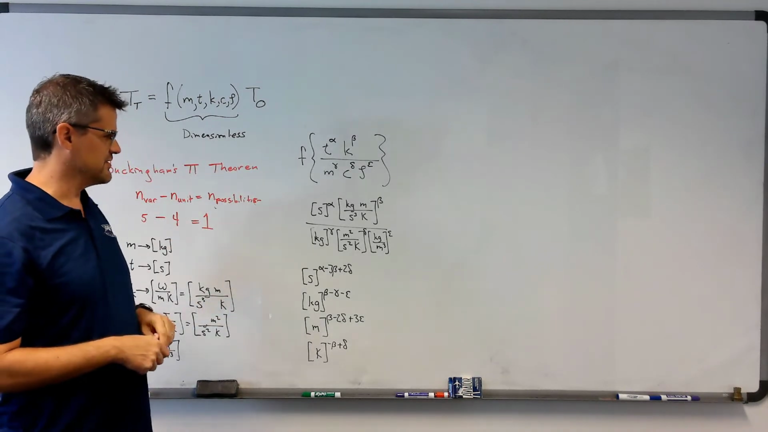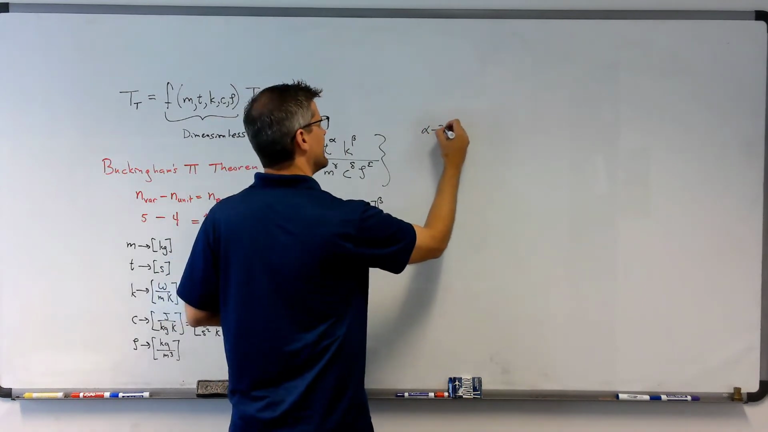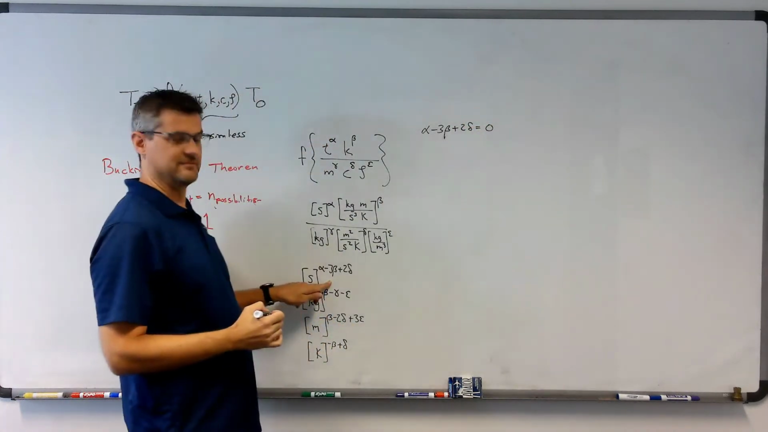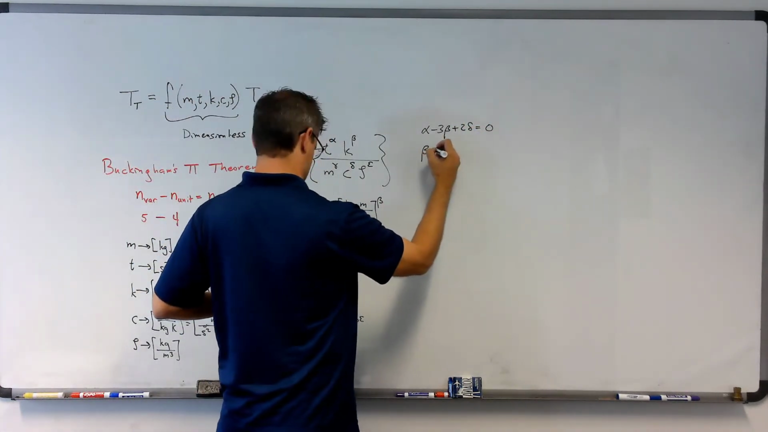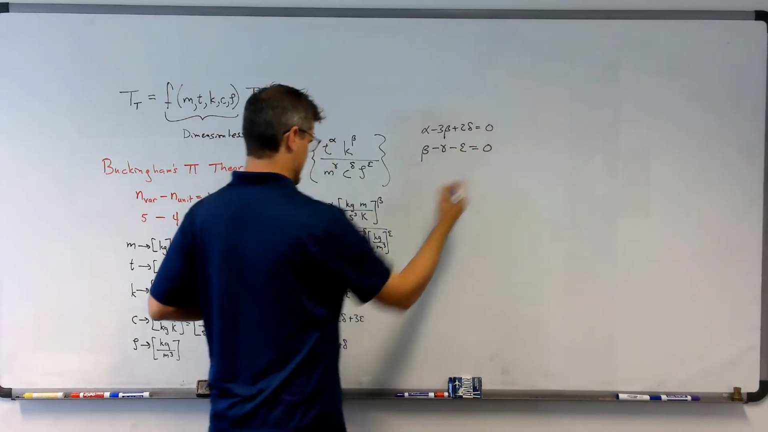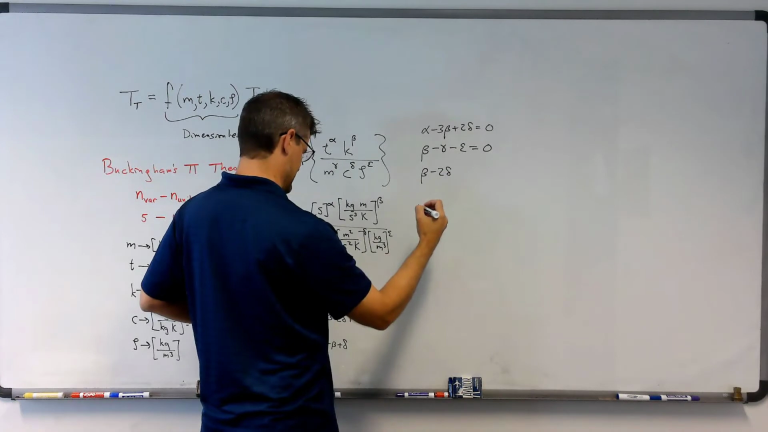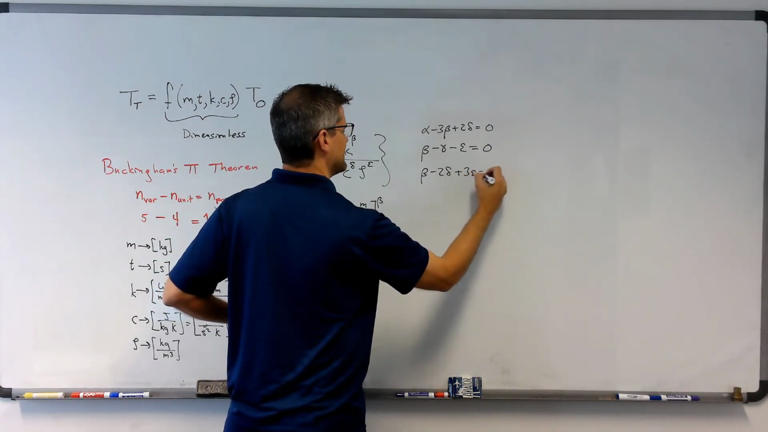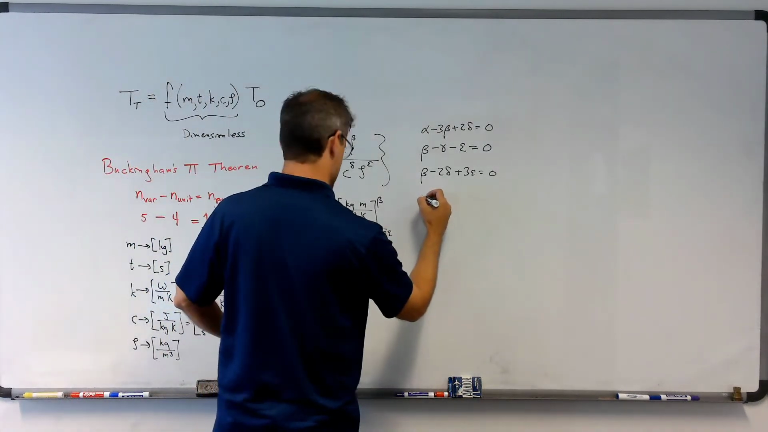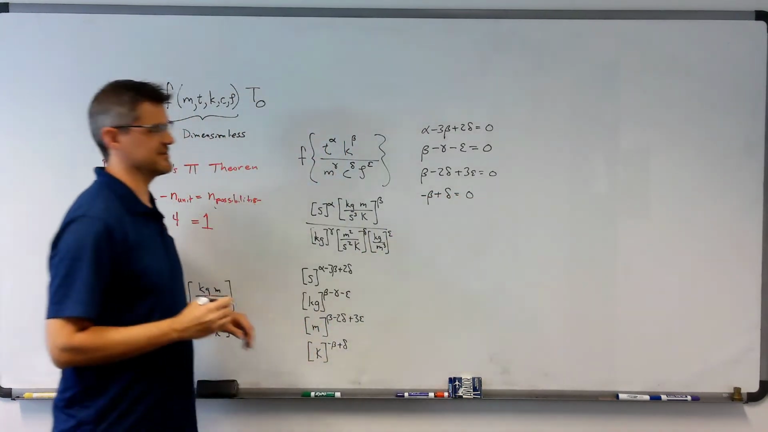So in other words, what we have found is that alpha minus 3 beta plus 2 delta must be equal to 0. And we see that beta minus gamma minus epsilon must be equal to 0. And we see that beta minus 2 delta plus 3 epsilon must be equal to 0. And we see that minus beta plus delta has to be equal to 0.